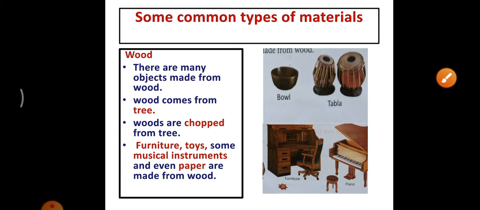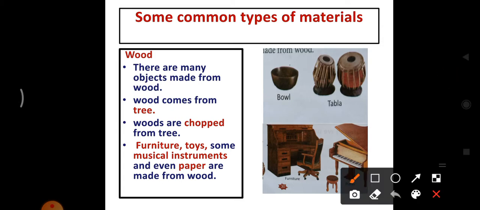And this wood is used to make furnitures, toys and musical instrument and paper. See here, this is the furniture, the table, chair, these are the furnitures. So the wood is used to make furnitures and musical instrument, tabla, piano, these are made up of wood. And the wood is also used to make toys.